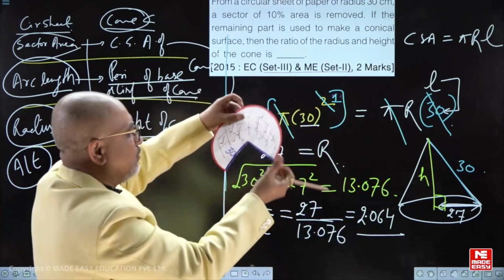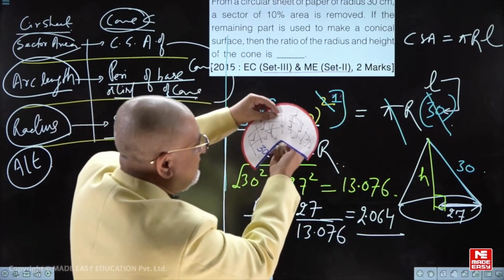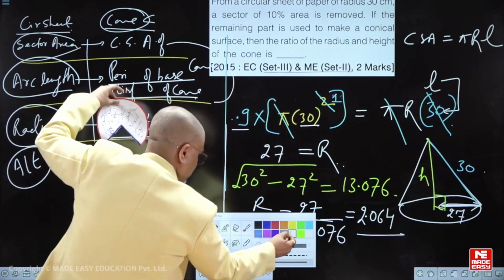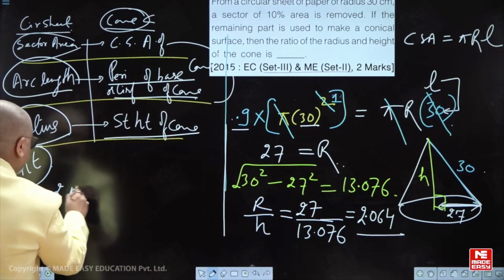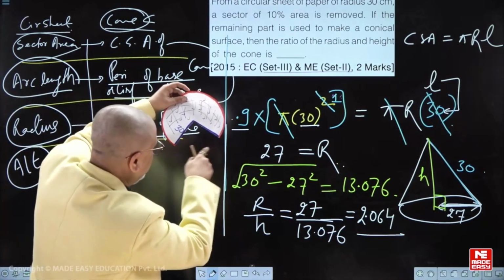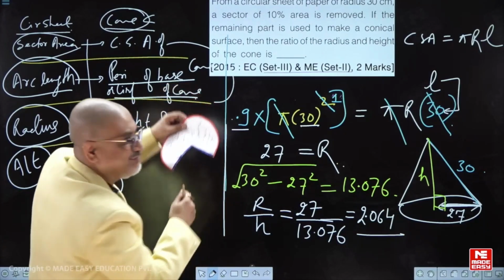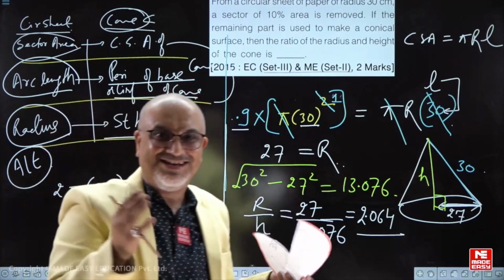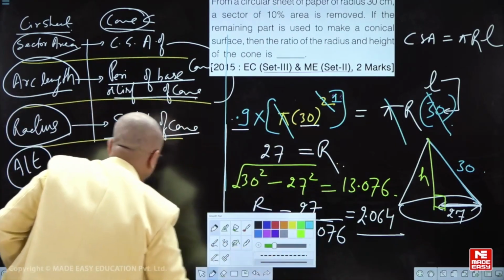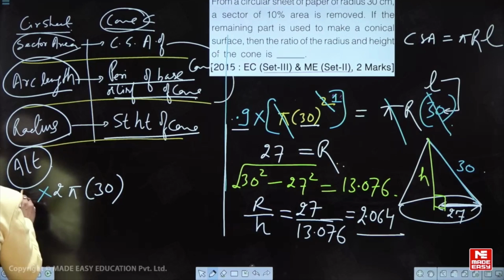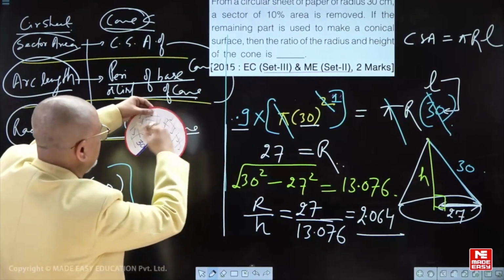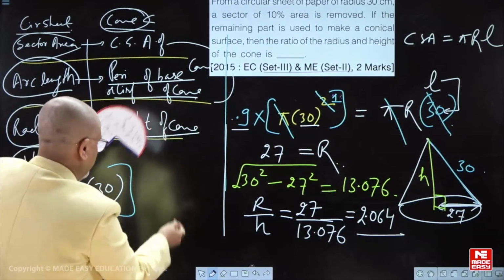So now, if 10% of the perimeter has been taken out, the arc length of this will be, we have 2 pi 30 was the complete length. If we take 10% of the area out, 10% of the circumference will also be taken out, right? So what is remaining is 0.9. This is the arc length, the red line available to me.